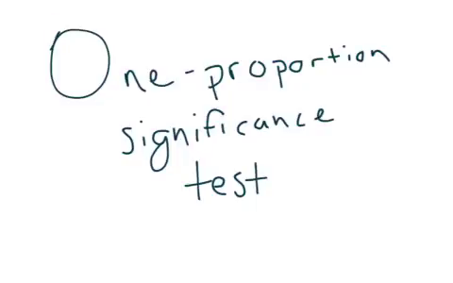Significance tests are really just tests about some claim being made. We're going to seek evidence to see how likely that claim is to be true. If we find that something is really, really unlikely to happen by chance alone, we say we have evidence against that claim.